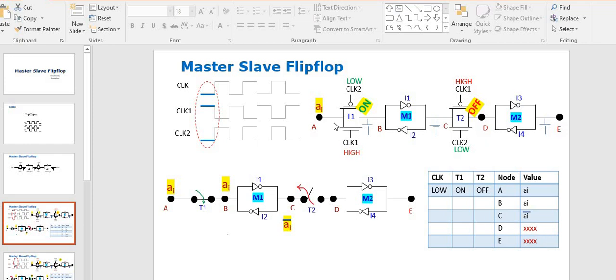So my desired input is 0, which means low. I have moved from 1 to 0. Initially it was 1. This 1 is here because the clock is low. The pass transistor is on, that is why it moves to the right side.